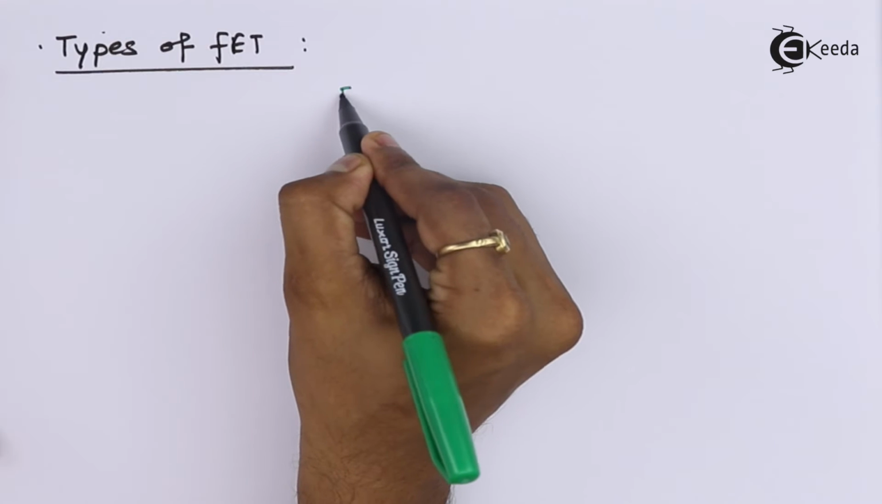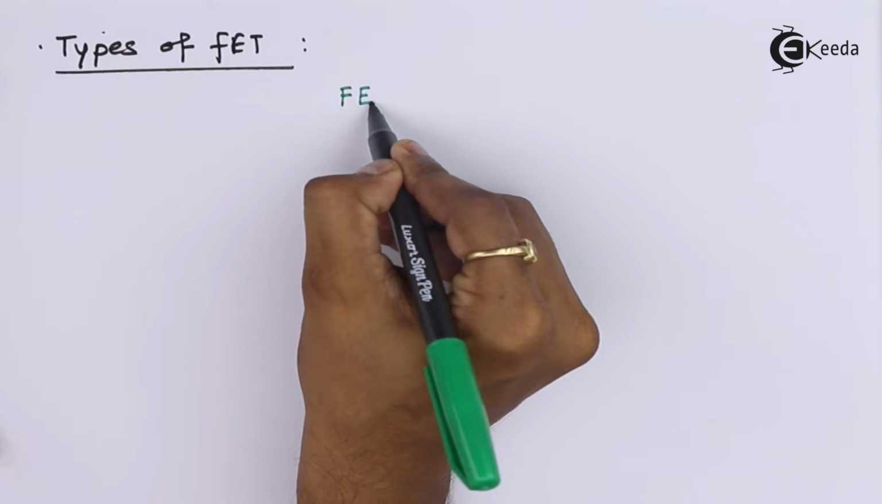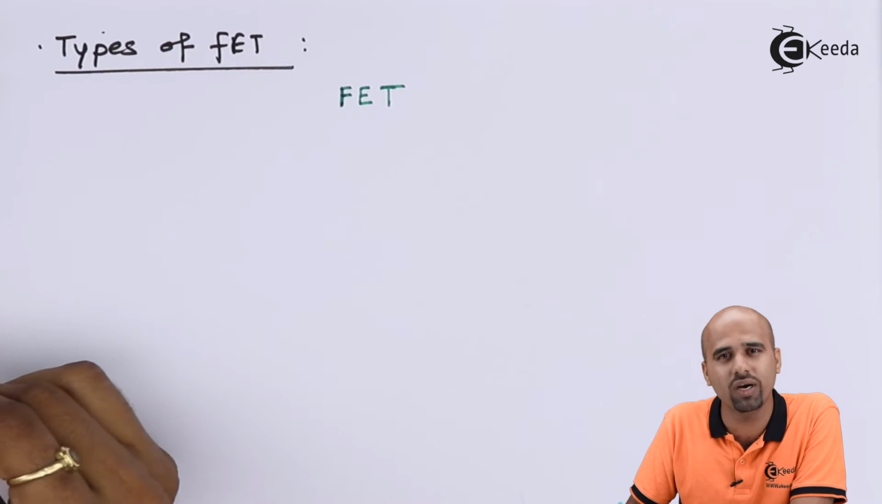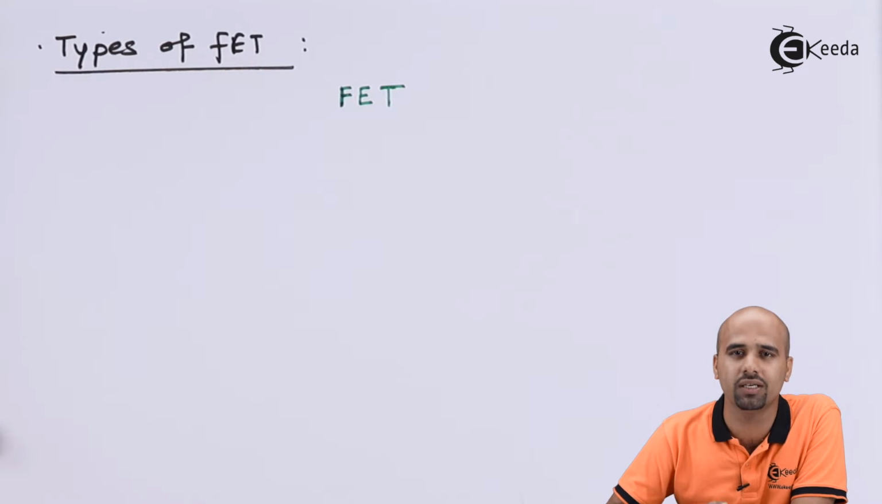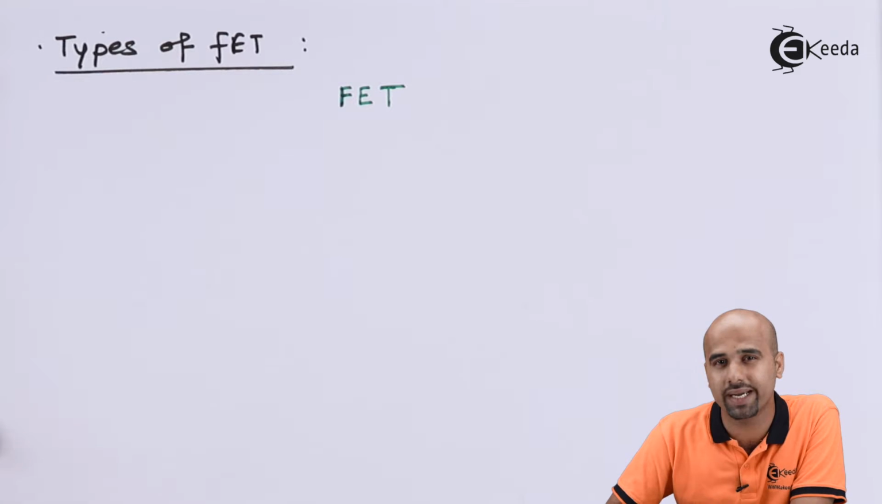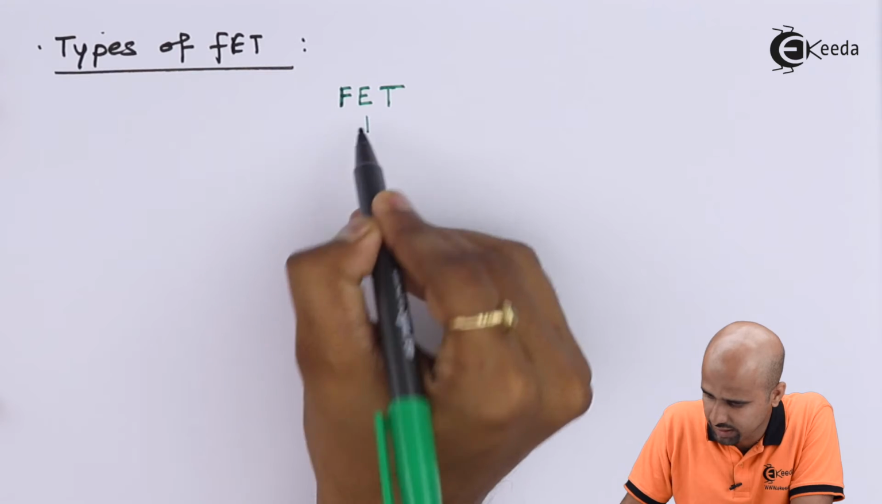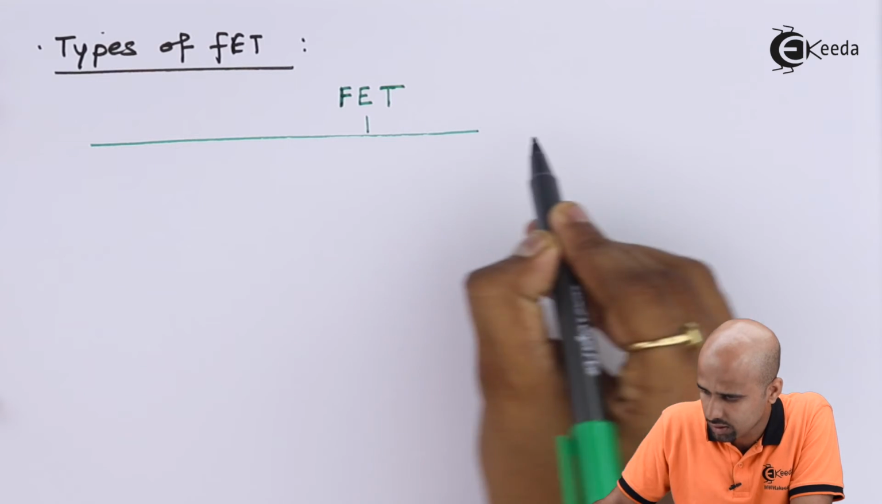Here we will do the classification of FET first. Nowadays we have many inventions in the form of double gate, MOSFET, then FinFET, but for your syllabus we have to study whatever has been completed in the form of research, that is nothing but junction field effect transistor and MOSFET only. That much is in your syllabus.